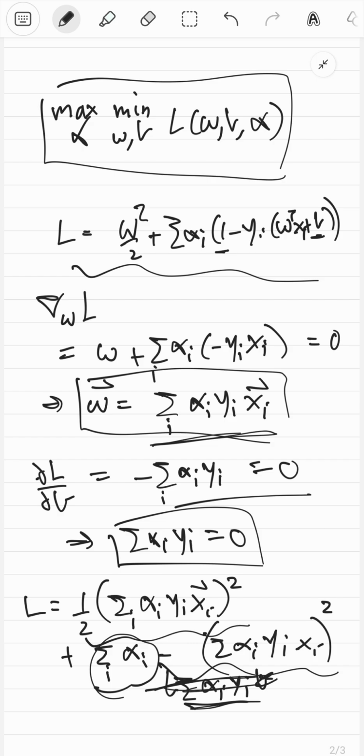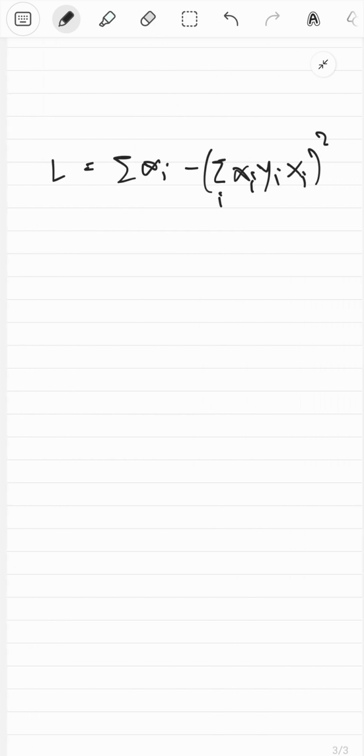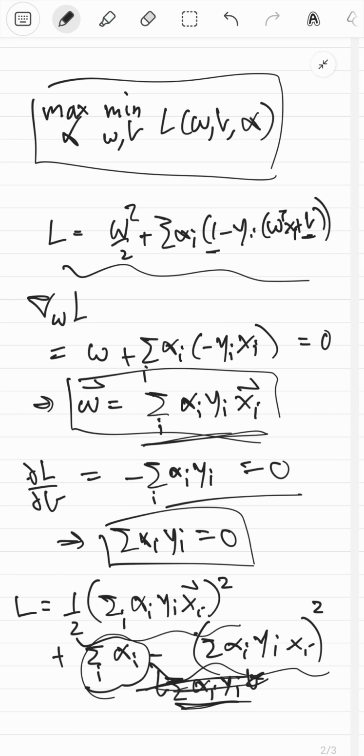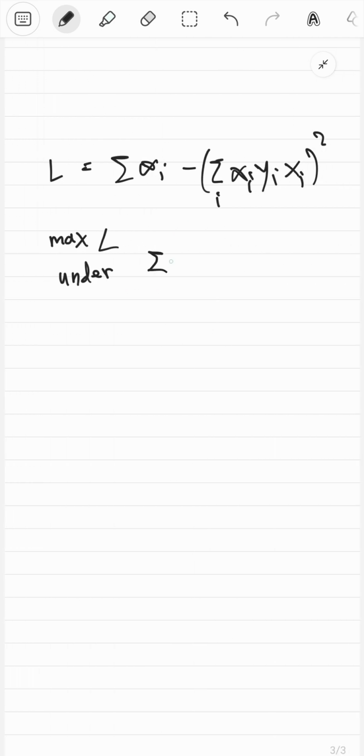So let's just see if we did this correctly. Yeah, it seems like the thing. Right, and we want to pretty much just maximize L. So maximize L under some constraints, under the constraint that your summation of alpha yi should be equal to 0, right?